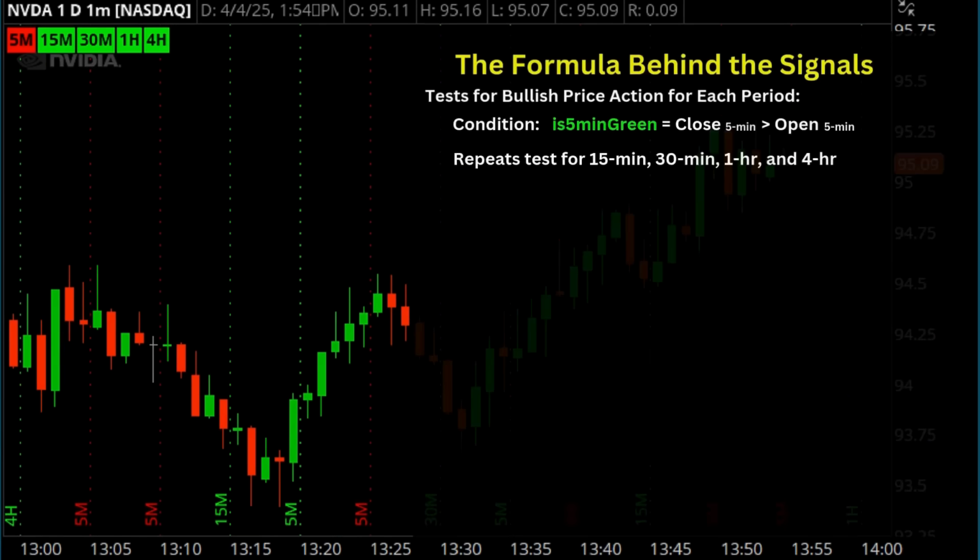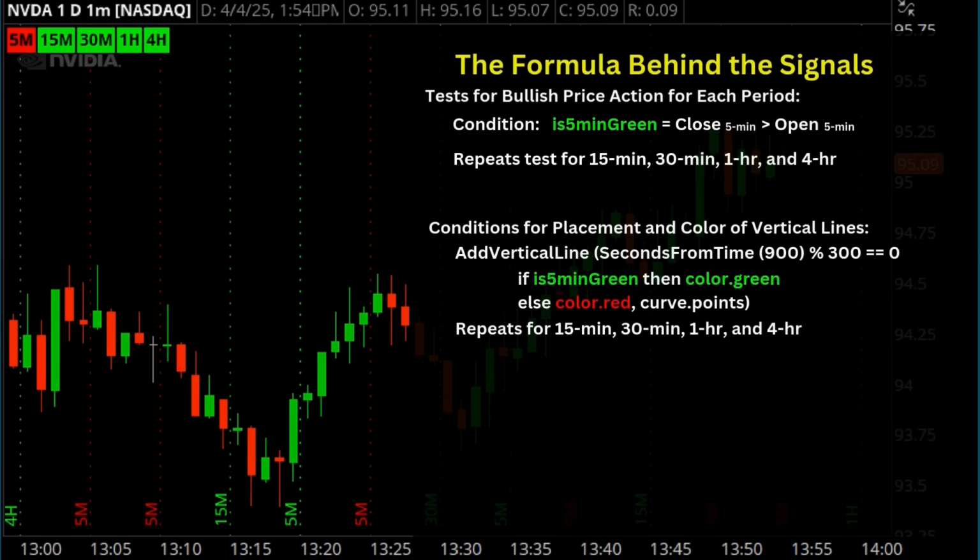The formulas for this indicator start with a simple but essential condition, comparing the closing price to the opening price for the candle. If the close is higher than the open, the result is considered bullish. The variable is 5-minute green, captures this logic for the 5-minute candle. This same test repeats across the 15-minute, 30-minute, 1-hour and 4-hour time frames, creating a synchronized view of price strength across multiple layers of market action.